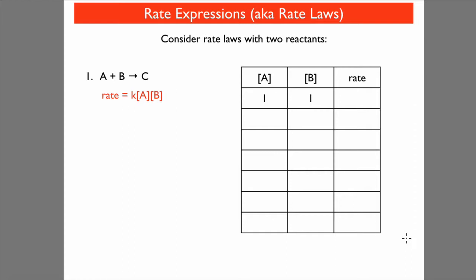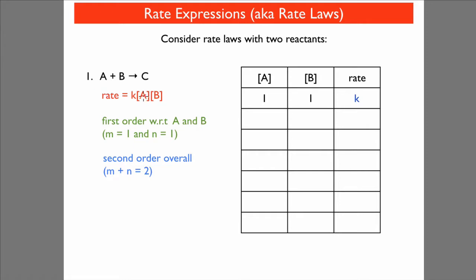Let's consider rate laws with two reactants, A plus B going to C. You can see that it is first order with respect to A and with respect to B, M equals 1, N equals 1. So overall, it will be a second order reaction because M plus N equals 2. If we have 1 to the power of 1 and 1 to the power of 1, together you have 1, and 1 times k is k. If you have 2 to the power of 1 multiplied by 1 to the power of 1, 2 times 1, 2k. 1 to the power of 1 times 2 to the power of 1, again 2k.